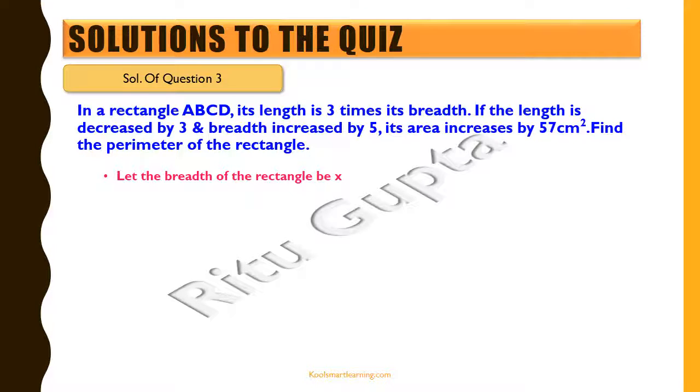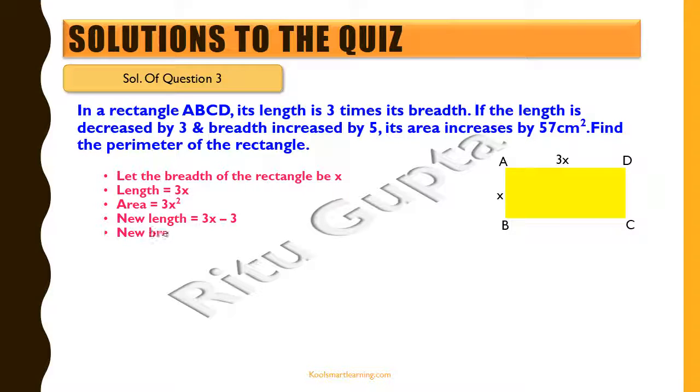So let's take the original rectangle ABCD, and the breadth of that rectangle is x, and the length is 3 times its breadth. So the length becomes 3x. The area becomes 3x square. Now let's take the length of the new rectangle which is formed, which we take as 3x minus 3 will be the new length, because the length is decreased by 3 and the breadth is increased by 5. So the new breadth becomes x plus 5.